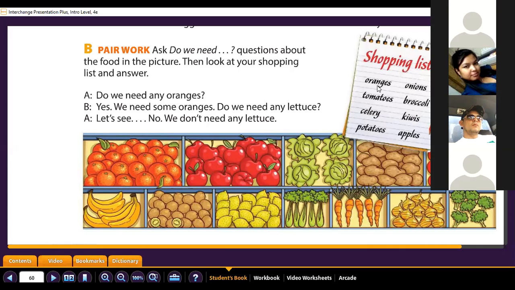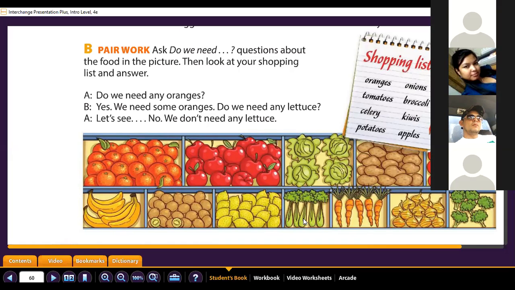Now, do you have any questions regarding the vocabulary? Celery. This is the celery. Can you see here? Celery. Apio. That's it. Do you like celery? Yes, it's delicious. Yes, I like it. All right.